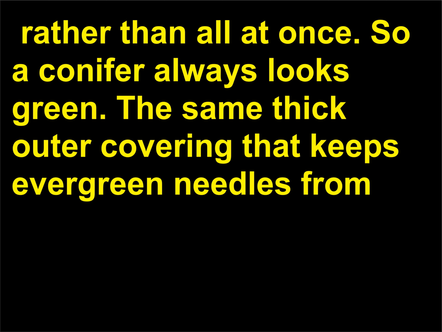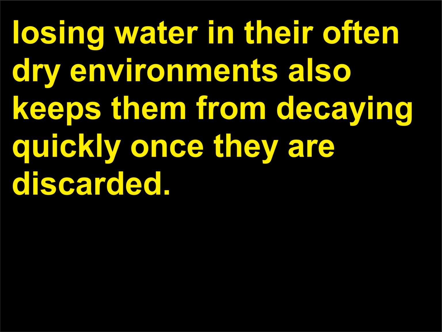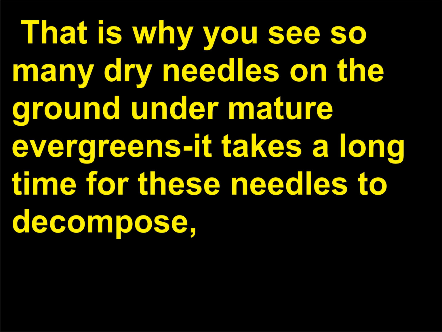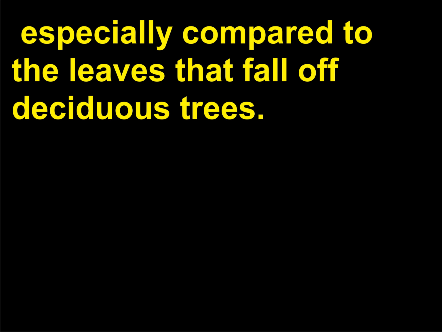The same thick outer covering that keeps evergreen needles from losing water in their often dry environments also keeps them from decaying quickly once they are discarded. That is why you see so many dry needles on the ground under mature evergreens. It takes a long time for these needles to decompose, especially compared to the leaves that fall off deciduous trees.